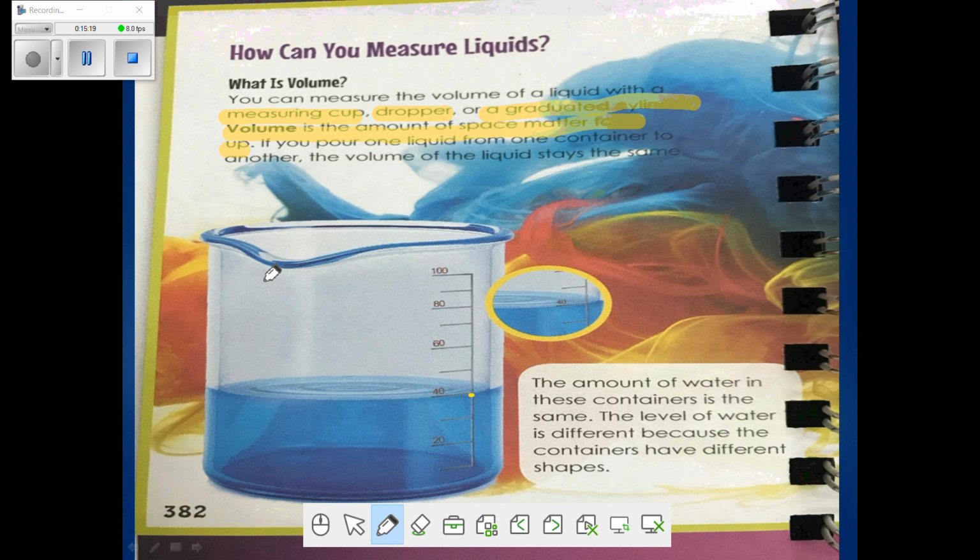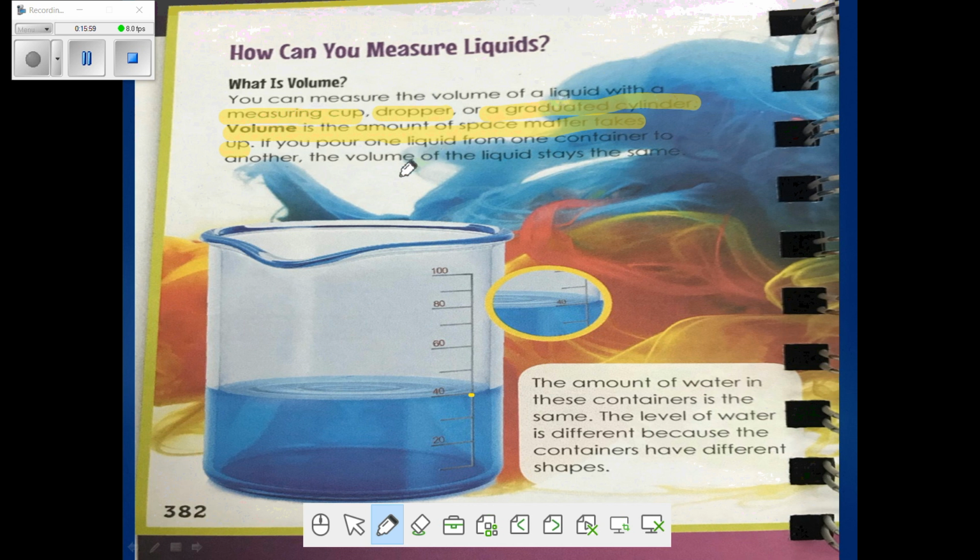Now, you understood? Let's revise. How can you measure liquid? We have to measure the volume. But what do you mean by volume? Volume is the amount of space matter takes up. We can use three tools to measure the volume of the water: measuring cup, dropper, and the graduated cylinder.